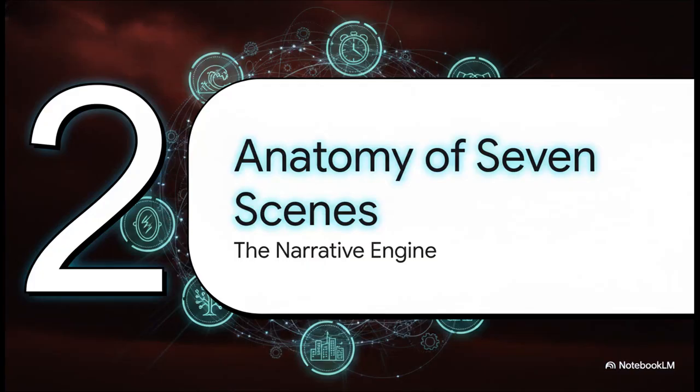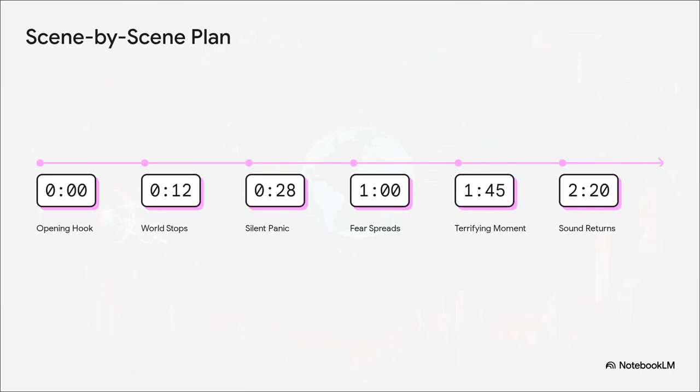Moving on to Section 2, Anatomy of 7 Scenes, the narrative engine. The real genius of this blueprint is how meticulously it structures the panic. Just look at how the timeline shifts the focus here. It starts at the 12-second mark with the world stops phase, so you're envisioning something like a crowded Tokyo crossing or a New York traffic jam that is just suddenly frozen in sheer confusion. But then it rapidly narrows down. By 28 seconds, we're thrust into silent panic. This is where you get those intimate, emotional close-ups. Imagine a mother screaming for her child in total silence, or people frantically smacking their ears. And by the 1-minute mark, fear spreads into dark subway stations with this gritty, handheld camera psychological horror vibe. It's a masterstroke, transitioning from huge global confusion all the way down to deeply personal horror.